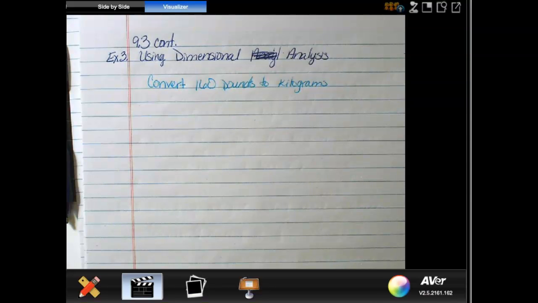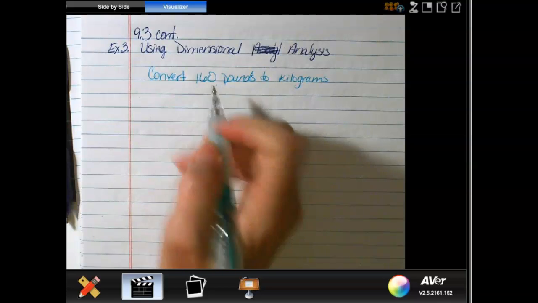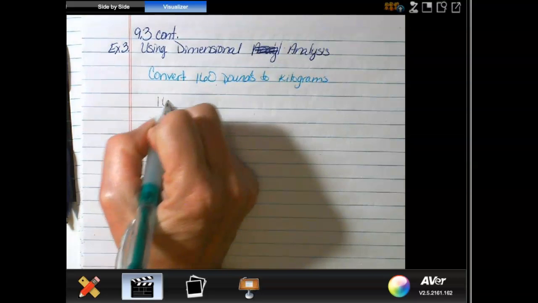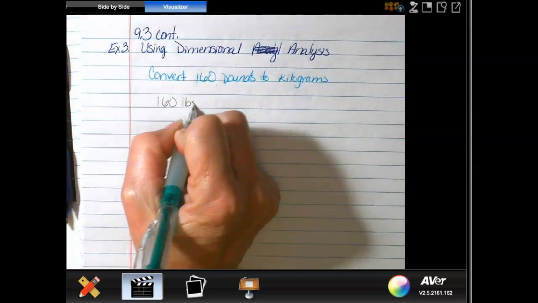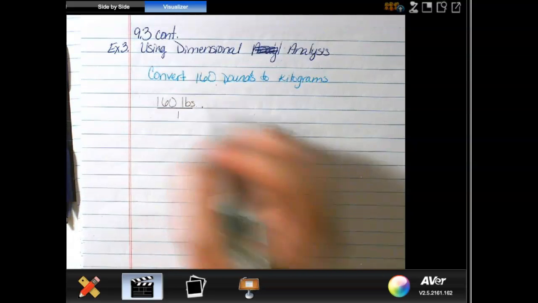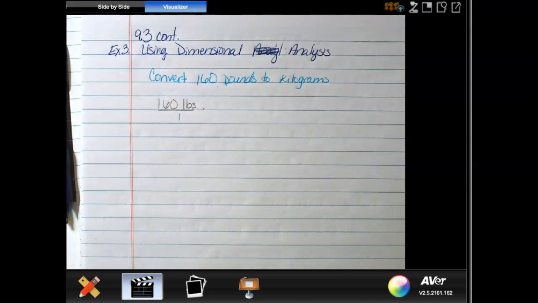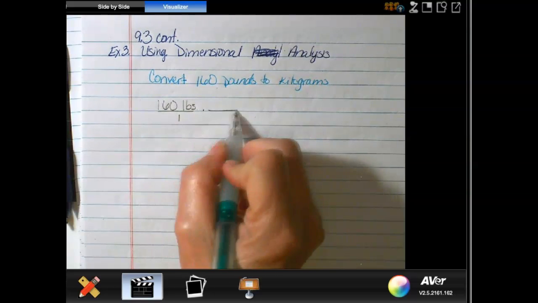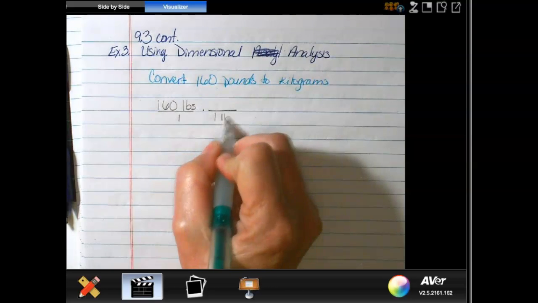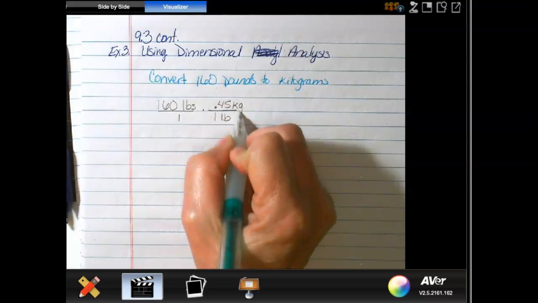Okay, popping back over to my notes here. So we're going to convert 160 pounds. So we have 160 pounds over 1, and we're going to multiply this by the conversion. And the conversion again, remember, we had 1 pound is basically 0.45 kilograms. So over here we have 1 pound is 0.45 kilograms.